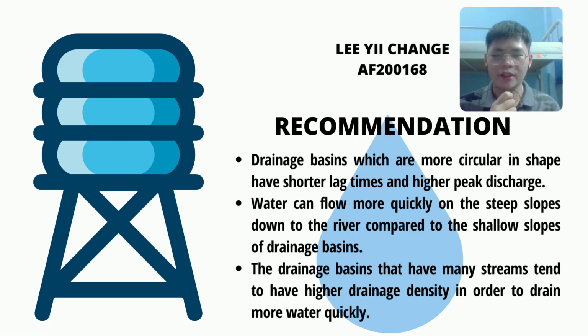For the recommendation, a circular drainage basin has a shorter lag time and higher peak discharge. Next, the water can flow more quickly on steeper slopes. And lastly, drainage basins that have many streams tend to have higher drainage density in order to drain more water quickly.